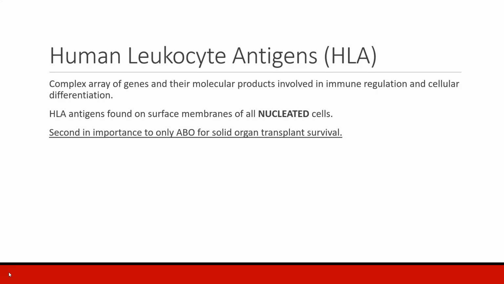HLA is a complex array of genes and their molecular products involved in immune regulation and cellular differentiation. HLA antigens are found on the surface membranes of all nucleated cells. So are you going to find HLA antigens on red cells? No, because they do not have a nucleus. The HLA antigens are second in importance to only ABO for solid organ transplant survival. So ABO and HLA typing must be done.